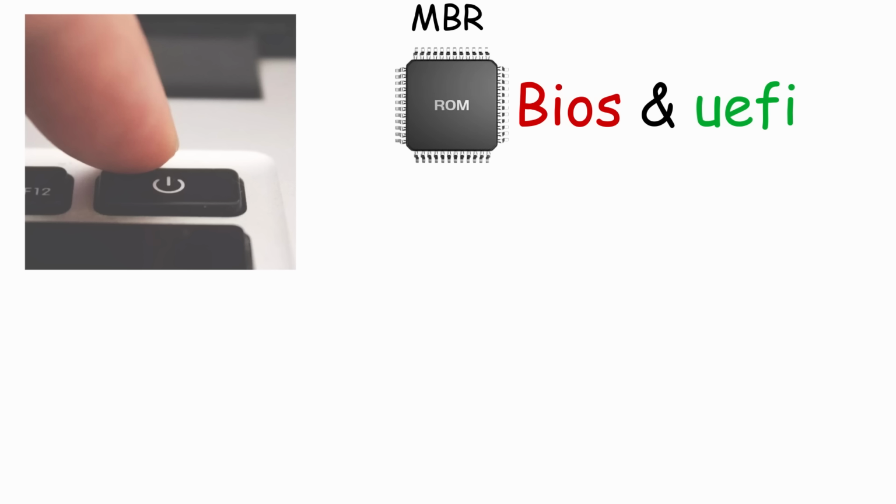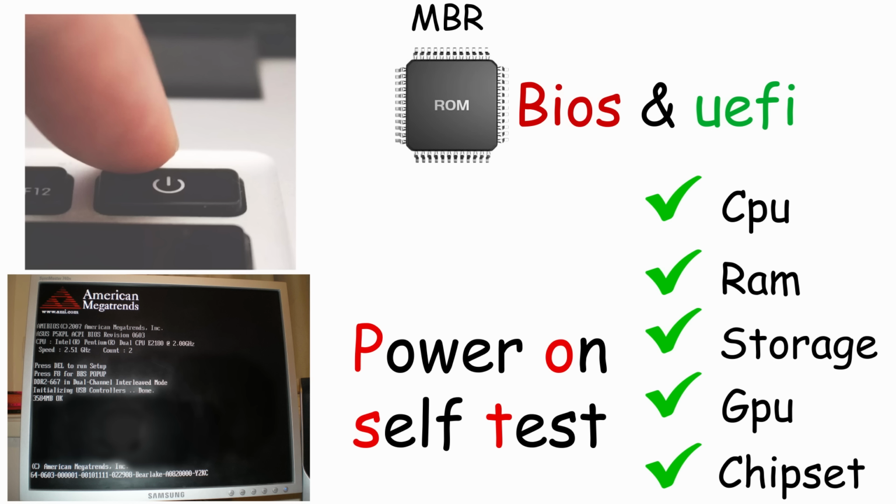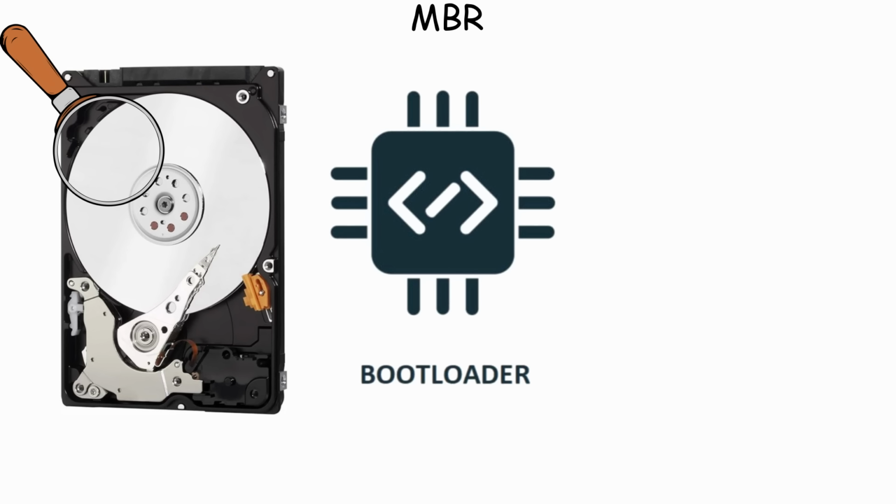MBR. When you press the power button on your computer, the system's firmware, known as BIOS or UEFI, first checks whether all the components are working properly. This process is called POST. After that, it searches for a special set of instructions on the storage devices in your system. This set of instructions is called the bootloader.